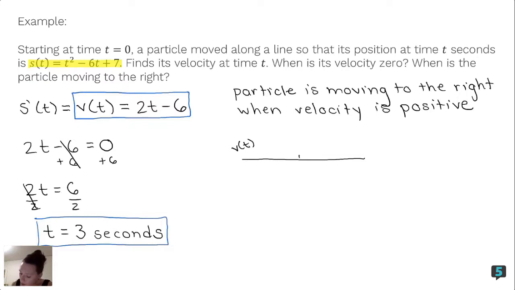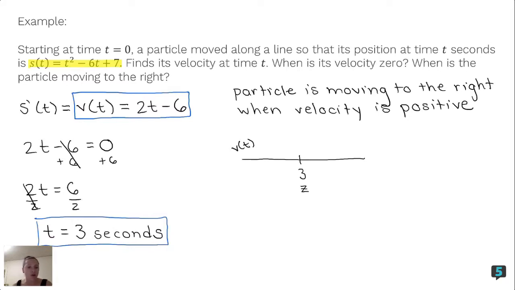And we want to put 3 on our number line. I'm going to put a little z under there to remind me that 3 is on this number line because it's a 0 for my velocity function. Okay, so we need to test a value less than 3, and a value greater than 3 so that we can determine when this velocity function is negative and positive.